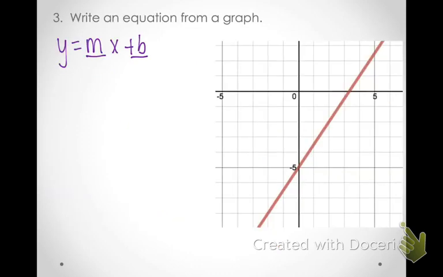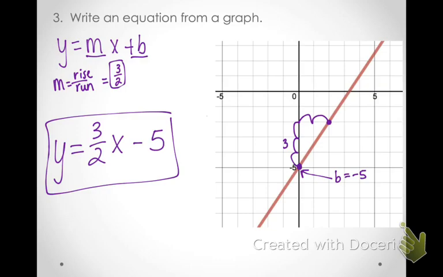Problem 3, write an equation from a graph. So in order to write an equation, we need to find our m, which is our slope, and our b, which is our y-intercept. First of all, to find m, we're going to do rise over run again. And when we count these, we get 3 over 2 for our slope. To find our b value, we just look at our graph, we look at our y-axis, and we see where the graph hits it. In this case, it's at negative 5. So our equation for this line is y equals 3 over 2x minus 5.